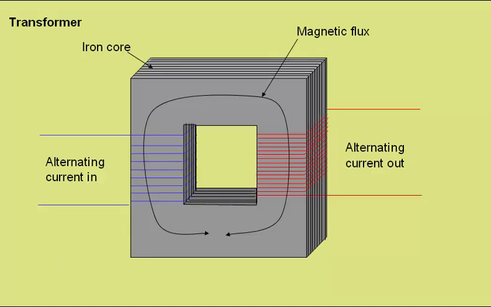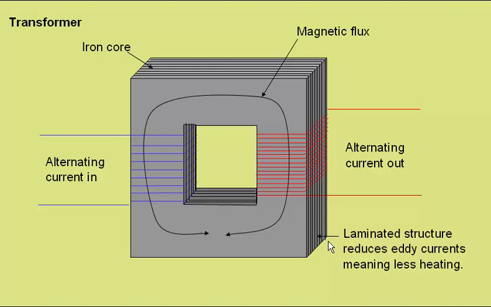By constructing the iron core from a series of laminated plates, like this, each separated by a thin insulating layer, it reduces the eddy currents within the core, and so leads to less heating and a more efficient transformer.